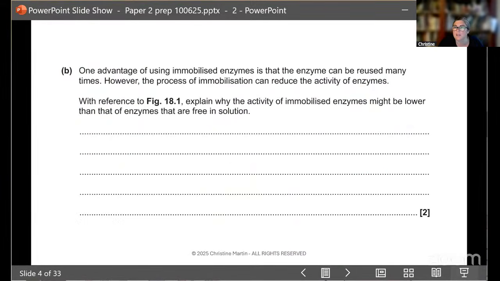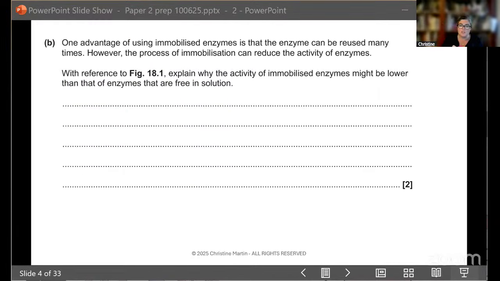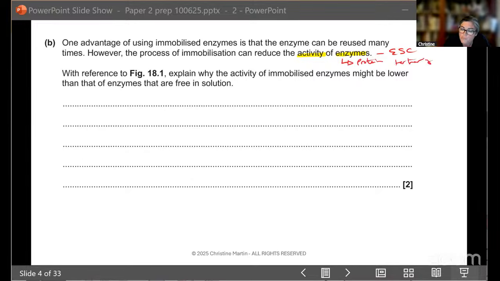So this next one then, right: one advantage of using immobilized enzymes is the enzyme can be reused many times. However, the process of immobilization can reduce the activity of the enzyme. Okay, we know that, before I even move on to answer the next part of the question, the activity of the enzyme is dependent on the enzyme and the substrate forming an enzyme substrate complex. So therefore, the enzyme is a protein that has a tertiary structure.